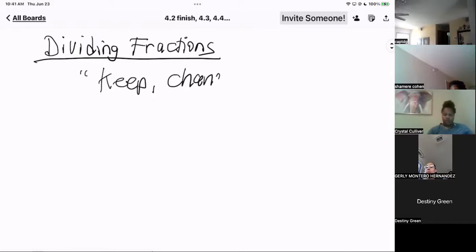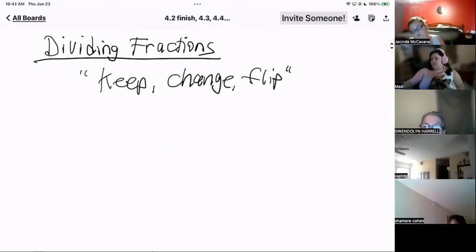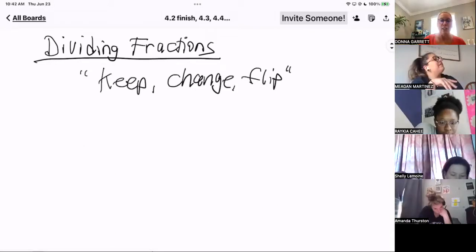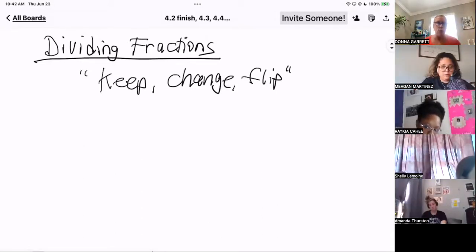change, flip. Sound familiar? Yeah, I heard of it. Yeah, you heard it before, right? Okay, so yeah, a lot of teachers teach it this way today. When I first started teaching, all of a sudden they're like, oh yeah, it's keep, change, flip. Like, what are you talking about? I never heard it that way before, but now I use it all the time.